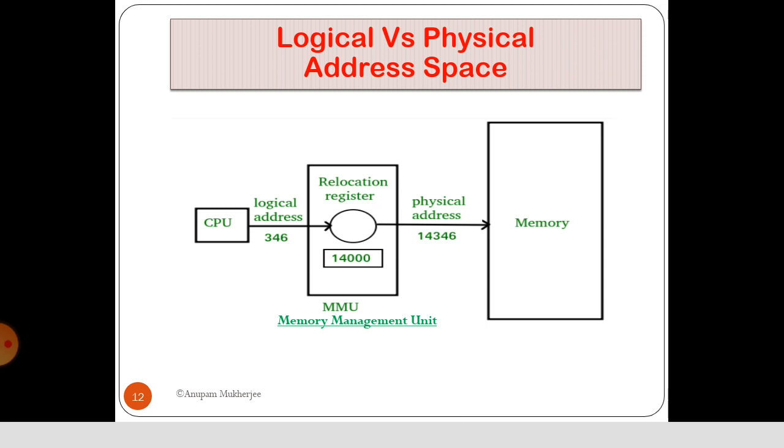So in that case, if the relocation address register has, say, 14,000, the new physical address will be 14,000 plus the previous 346, so 14,346 will be the new physical address. In that process, the CPU generated logical address is mapped to the physical address space by using the MMU.